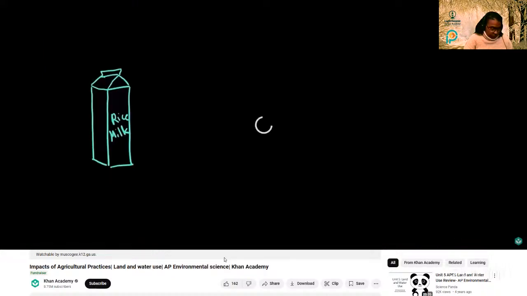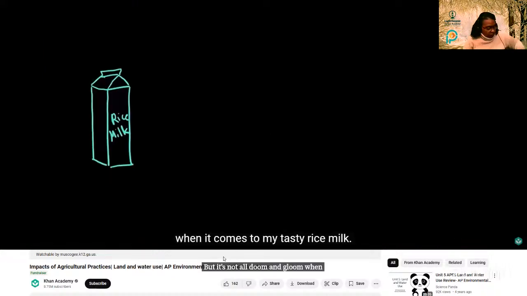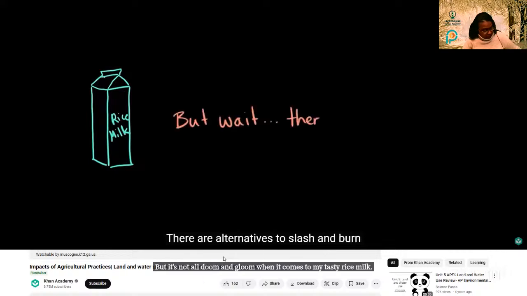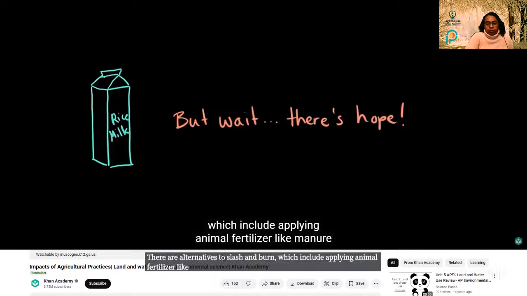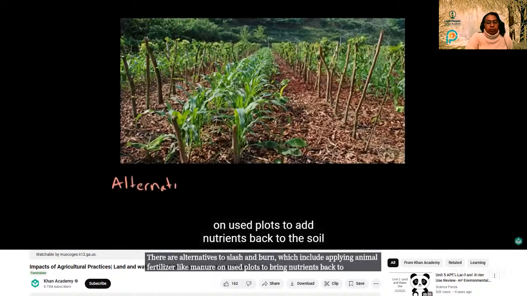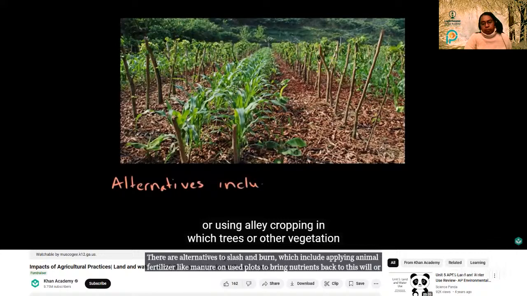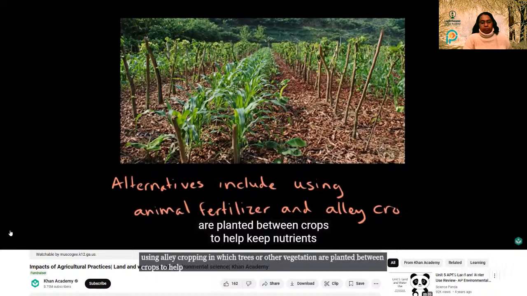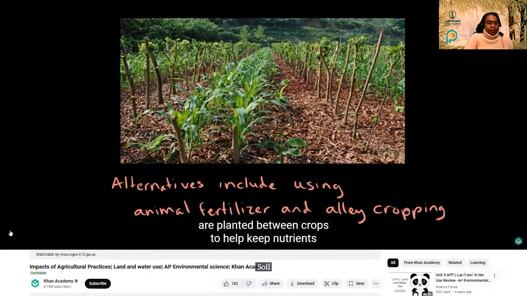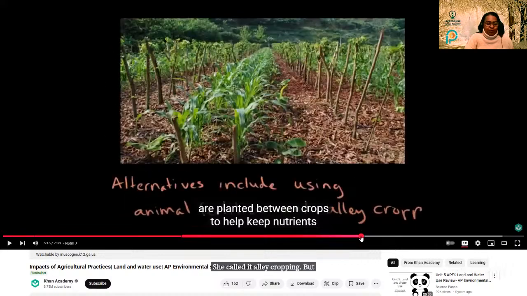But it's not all doom and gloom when it comes to my tasty rice milk. There are alternatives to slash and burn, which include applying animal fertilizer like manure on used plots to bring nutrients back to the soil, or using alley cropping, in which trees or other vegetation are planted between crops to help keep nutrients and moisture in the soil. She called it alley cropping, but it's alternative cropping in that you do one thing one time and then you do something else the next.